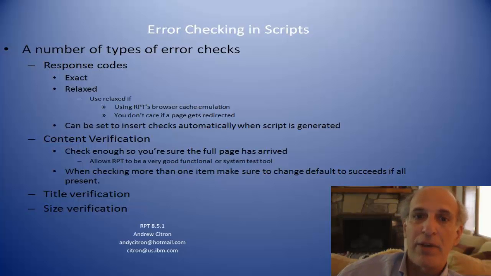Is the content of the page what you expected it to be? And so what you want to do there is you want to check enough of the content on the page so that you're sure the full page has arrived. For example, with Portal, we have different portlets, so you can check some of the content of each portlet to make sure every portlet's on the page. One thing to watch out for is that when you're checking more than one item on a page, make sure you change the default error check to succeeds if all are present. Now, the default is succeed if any are present, which is an OR check, and it's not very thorough.